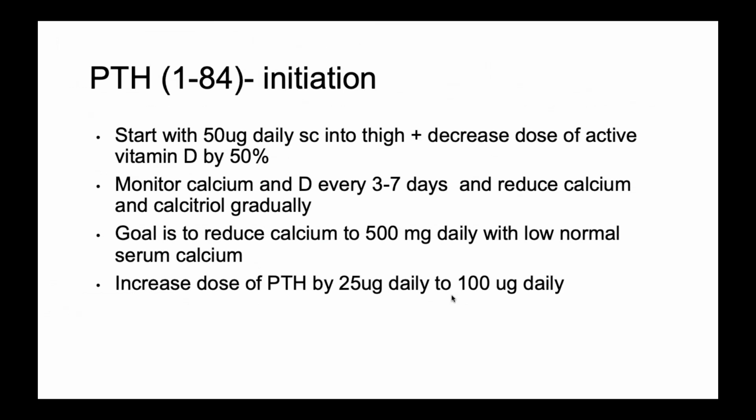So how do we start PTH therapy? Well, we start with 50 micrograms daily sub-Q into the thigh, and we will decrease the dose of active vitamin D by 50%. It's important for us to monitor calcium and vitamin D every 3 to 7 days and reduce the calcium and calcitriol gradually. The goal is to reduce the calcium to 500 milligrams daily with a low normal serum calcium. And we would increase the dose of PTH by 25 micrograms up to 100 micrograms a day.